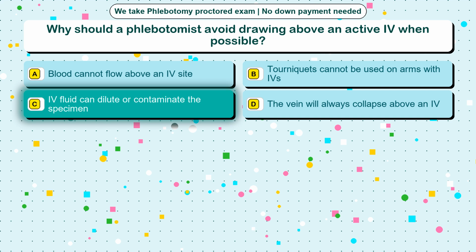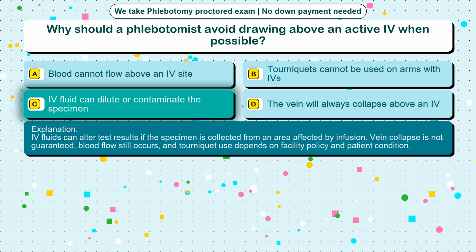The correct answer is option C, IV fluid can dilute or contaminate the specimen. IV fluids can alter test results if the specimen is collected from an area affected by infusion. Vein collapse is not guaranteed, blood flow still occurs, and tourniquet use depends on facility policy and patient condition.